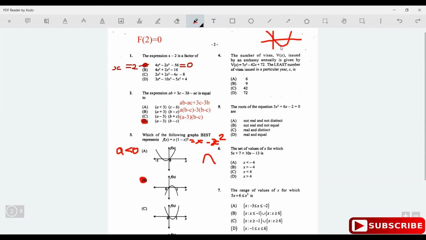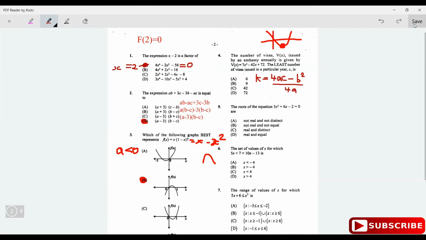A quadratic looks something like this, and this would give us the least number of visas. So we need to find this y value at the turning point, which means we need to complete the square. Many of us learn it as k, and k is given by the formula 4ac minus b squared, divided by 4a. That's the formula we learned to find k.